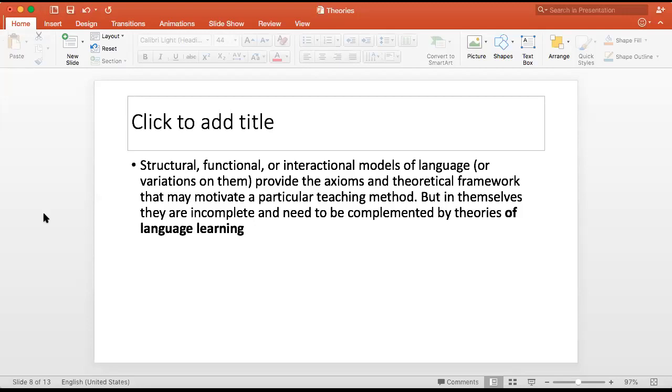These need to be complemented by language learning theories. So these three theories that we have looked at are language theories. These are not language learning theories, but they are combined with language learning theories, which we are going to do now. And then a certain kind of method evolves.